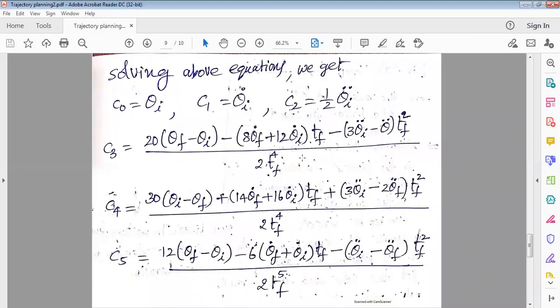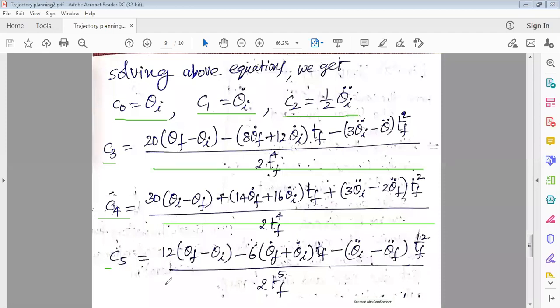Okay, so this is the solution I got after solving the above equations. C0 is equal to theta I, C1 is equal to theta I dot, C2 is equal to half theta I double dot. C3 is this much of equation, C4 is this much of equation, and C5 is this much of equation.